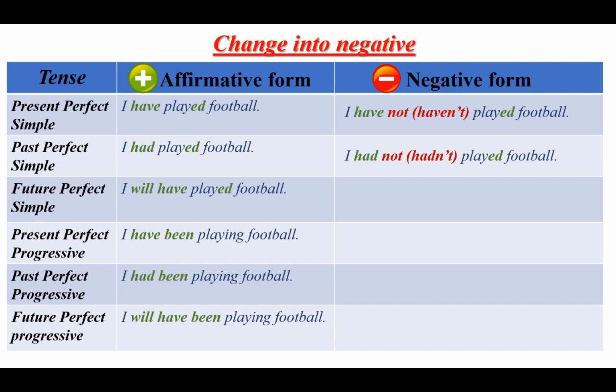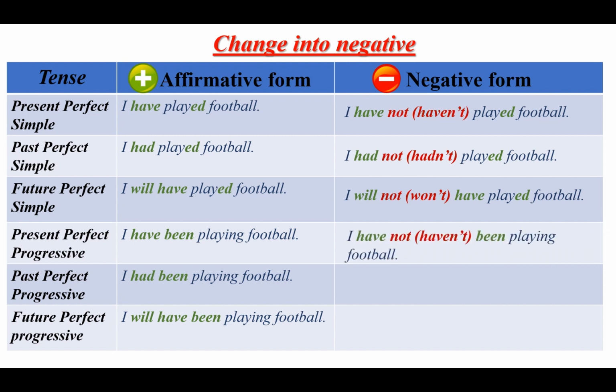For the future perfect simple, we have, I will have played football. If you notice here, there are two auxiliary verbs in this sentence, will and have, but since our rule says add not after the first auxiliary, then we should put it after will. So the negative sentence will now be, I will not or won't have played football.